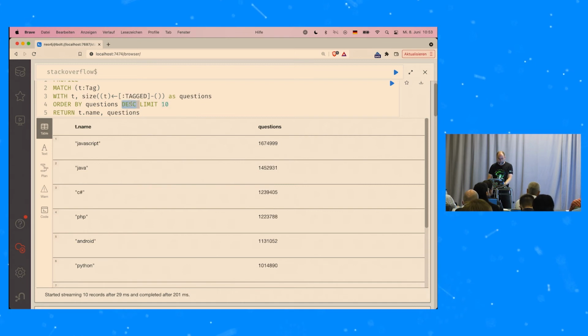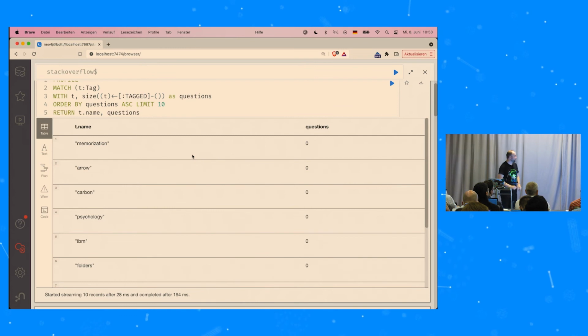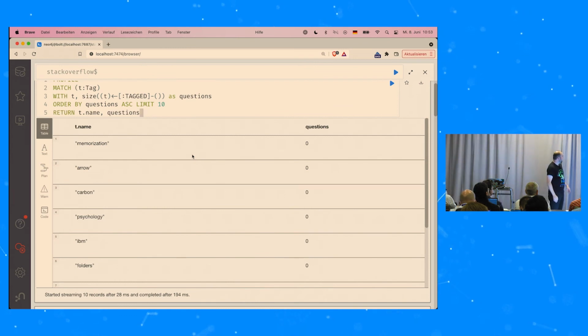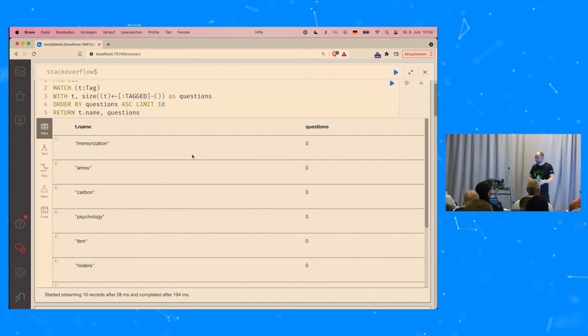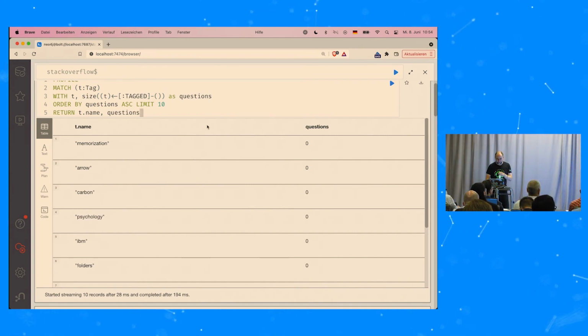And if we want to sort it ascending, that also would work, and then we would see some of the long tail stuff. Actually, I don't know why Arrow, perhaps they call it Apache Arrow because the Apache Foundation is really insistent on calling it Apache Arrow. But psychology on Stack Overflow has 0. That's interesting. But there's a different Stack Exchange for that.